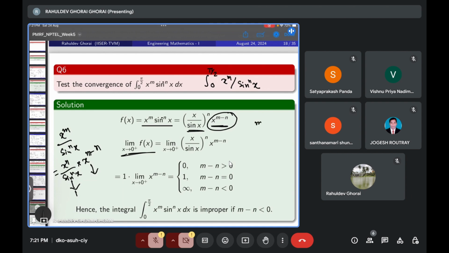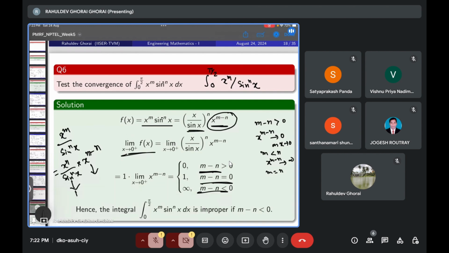If m minus n is greater than 0, then x to the power m minus n will converge to 0 as x tends to 0. But if m is less than n, x to the power m minus n will converge to infinity. If m is equal to n, then x to the power m minus n is nothing but 1, so that will converge to 1. So depending on the m and n values, the limit will be 0, 1 or infinity.